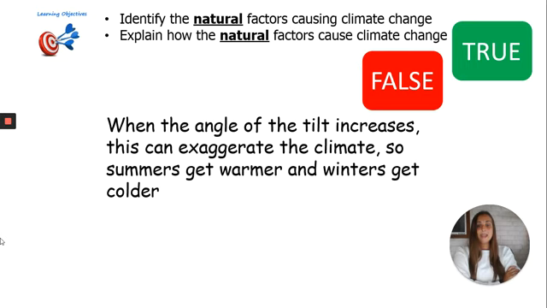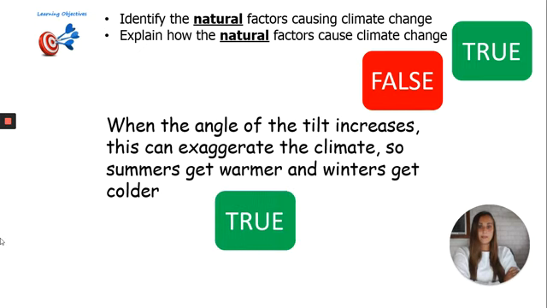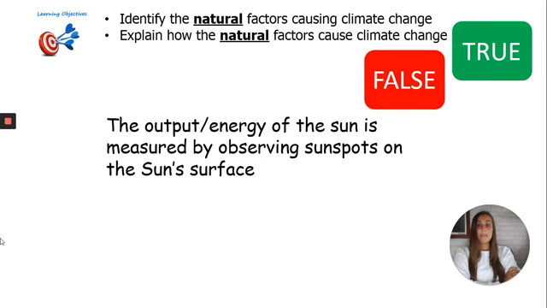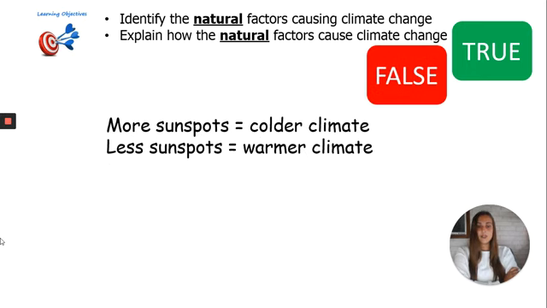When the angle of the tilt increases, this can exaggerate the climate. So summers get warmer and winters get colder. Is that a true statement? It is, so well done if you got that one right. The output or the energy of the sun is measured by observing sunspots on the sun's surface. Is that true or false? Again, that is true. And then, no, I think there's two more.